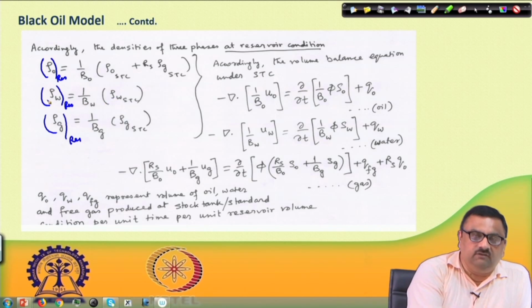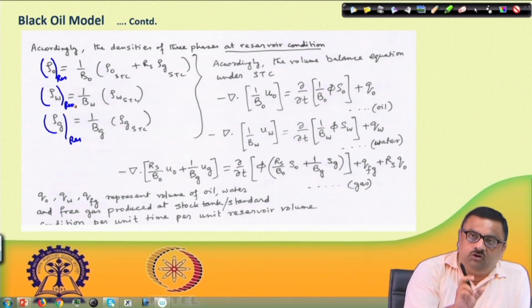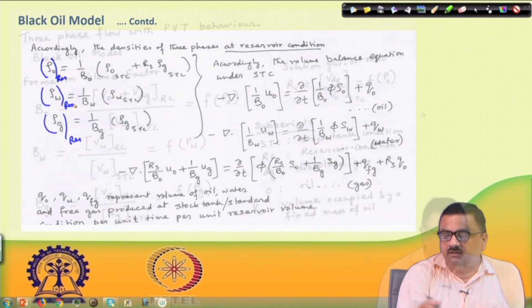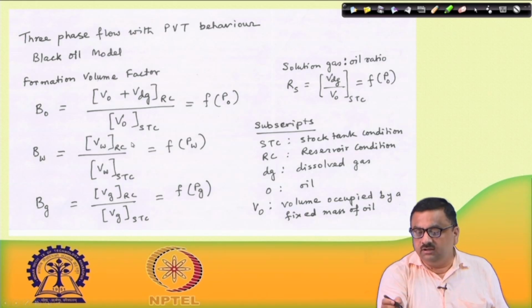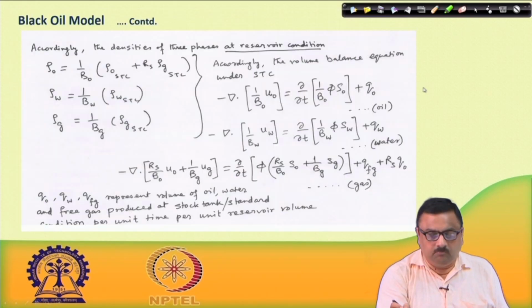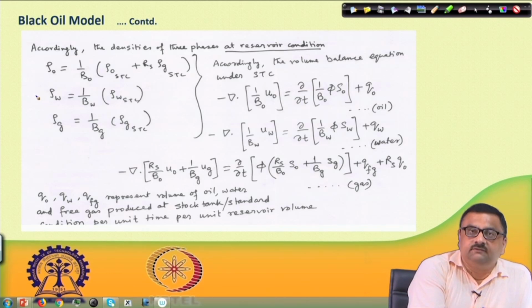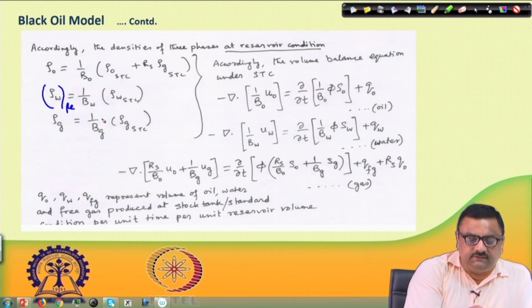So, this is how the relation works out, right, because formation volume factor was for a fixed mass. If I look at the water, which is the simplest, for a fixed mass of water, it is the volume under reservoir condition divided by volume under stock tank condition, right. So, we can write density under reservoir condition as this.